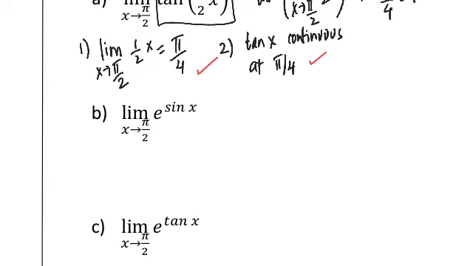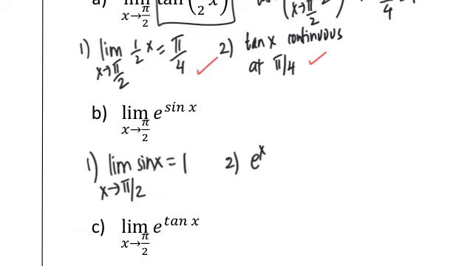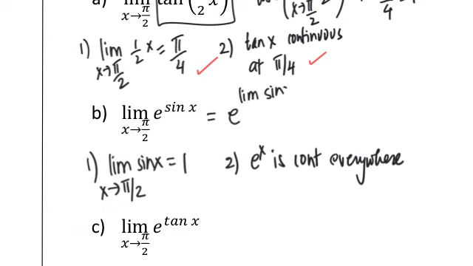Okay. This next one, same idea. Check first the inside limit. That's equal to sine of pi over 2, or 1. e to the x is continuous everywhere, so that's clearly continuous at 1. So this just becomes e to the limit of sine x as x goes to pi over 2, which is e to the 1, or e.